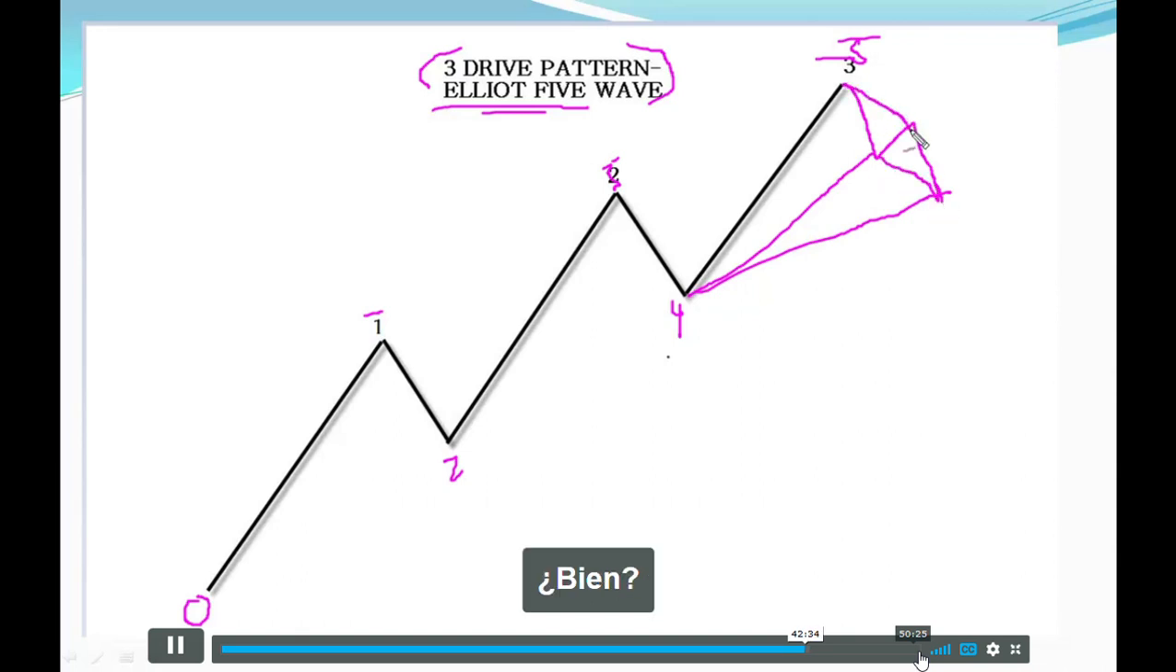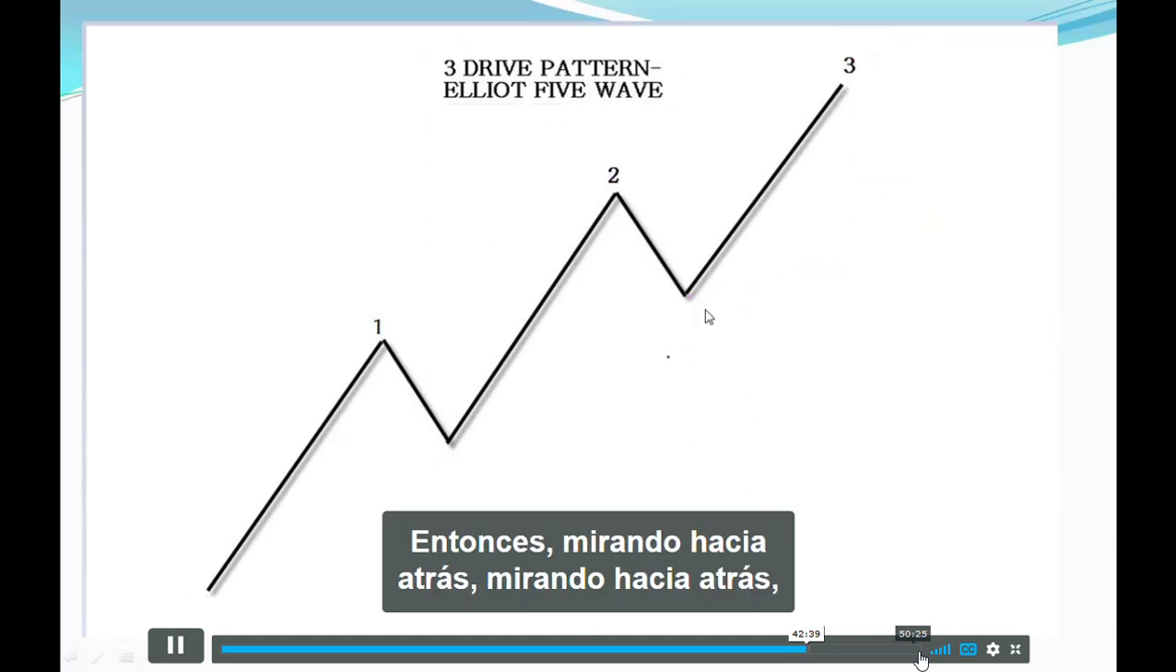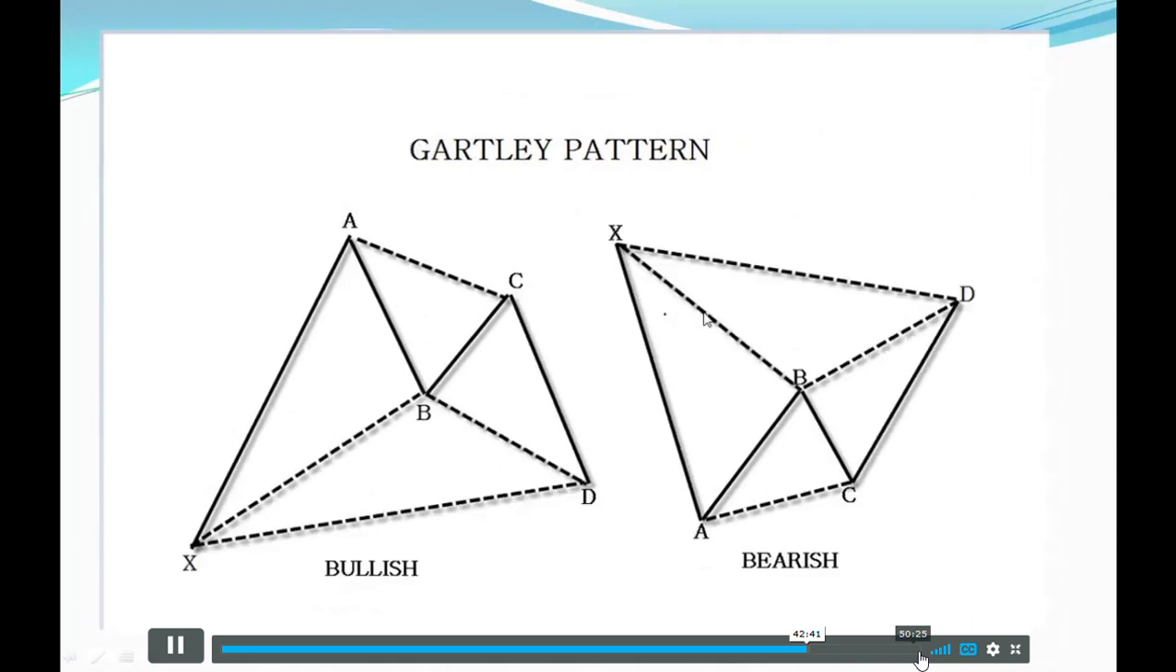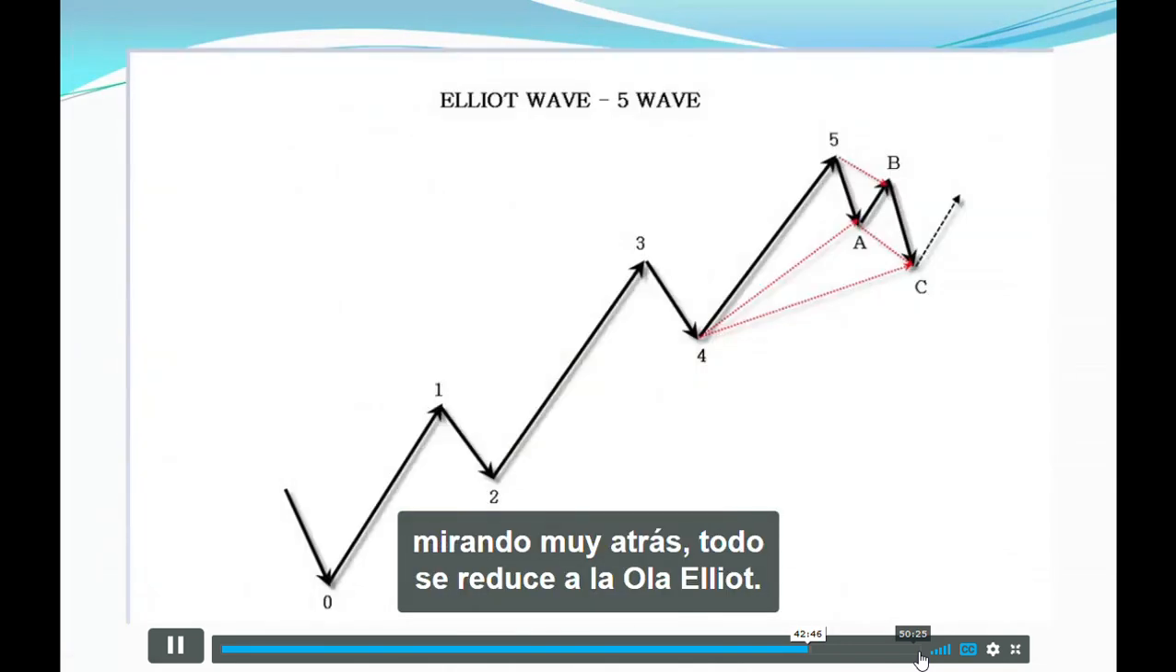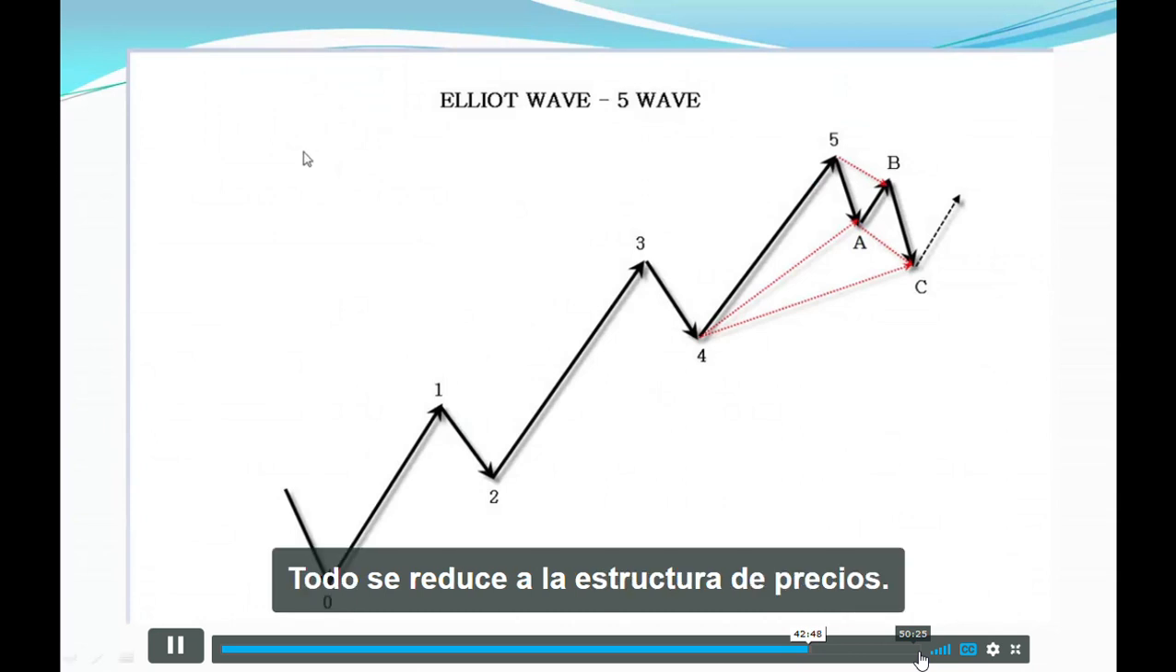All right. Okay. So looking way back, it all comes down to Elliott wave. It all comes down to price structure. It all comes down to market geometry.